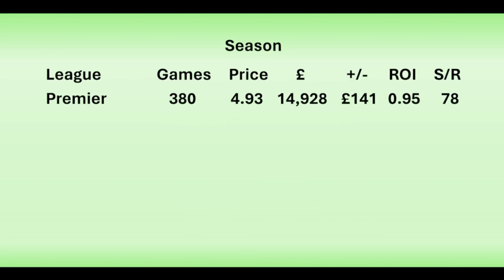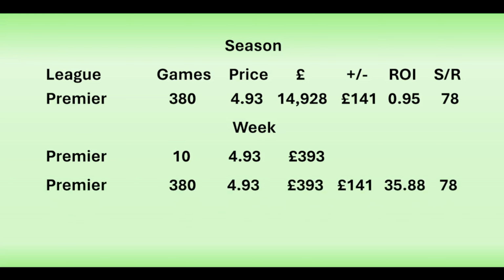But let's look at it a different way. There's 380 games in the Premier League, but what happens if we break it down into weeks? There's 10 games in a game week, average price being 4.93, and if all things were being equal, it would cost you £393 to lay all 10. Now what if you use the same £393 week in, week out? Every week it's the same £393 you're using.